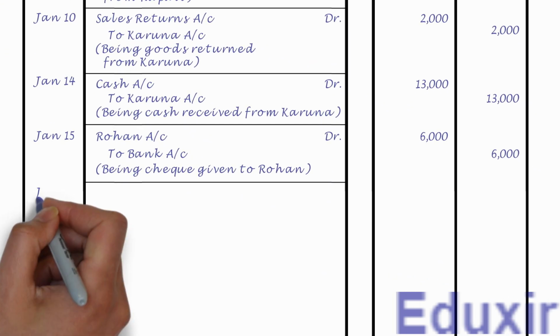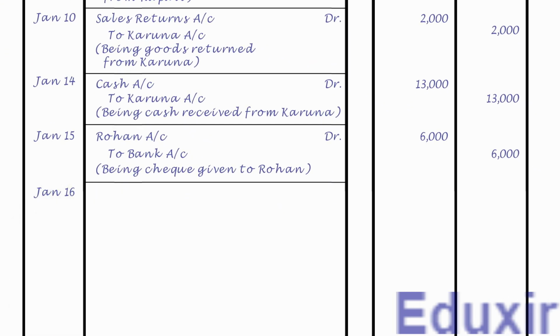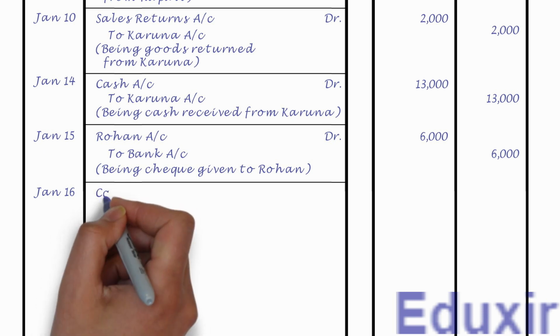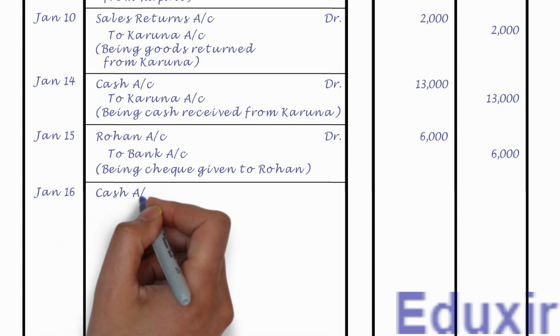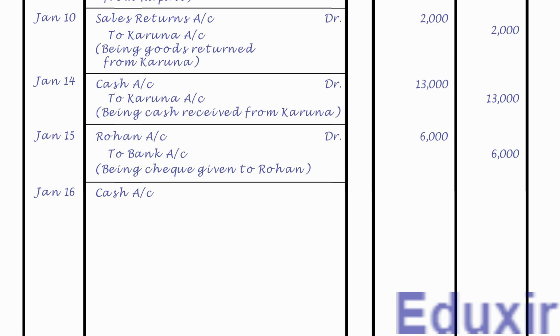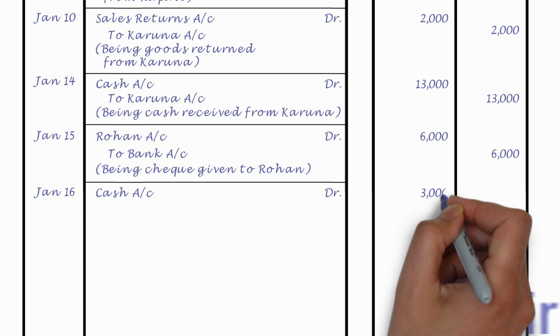Let us first record the date. Let us now record the cash account as the debit entry. Let us also record the text DR to indicate that this is a debit entry. Let us also record the debit amount of 3000 rupees into the debit amount column.